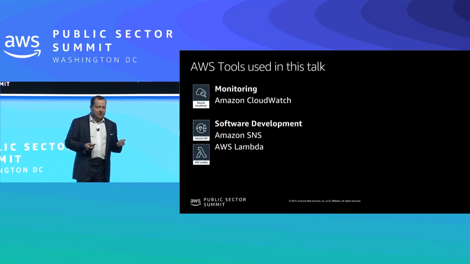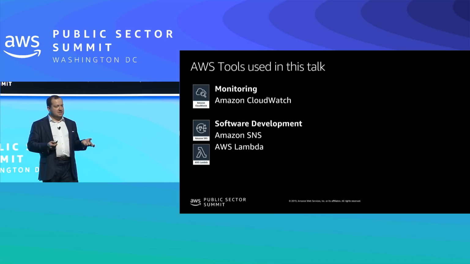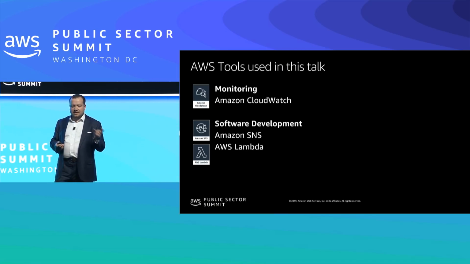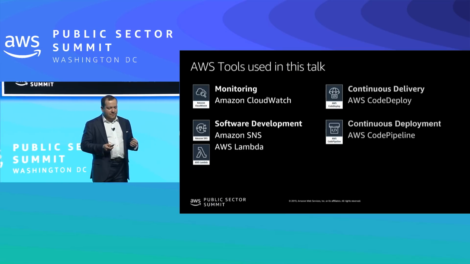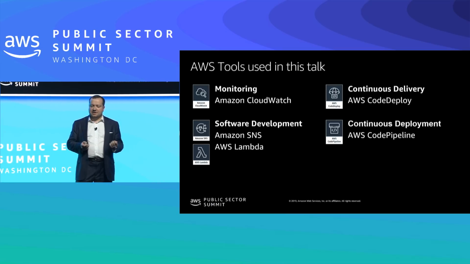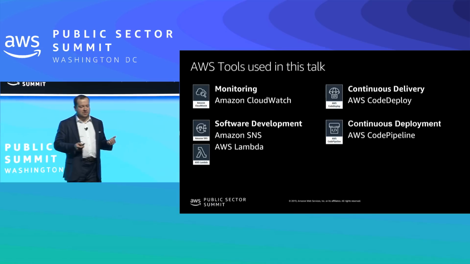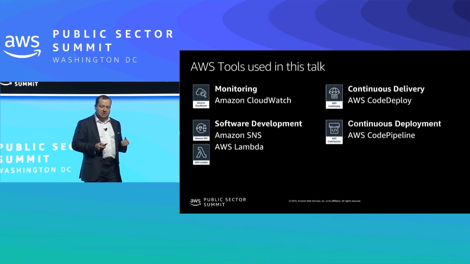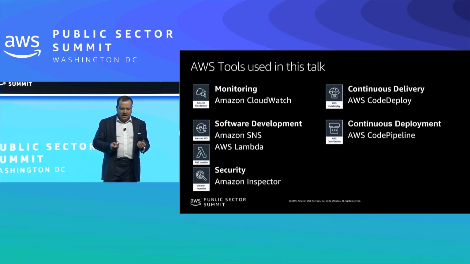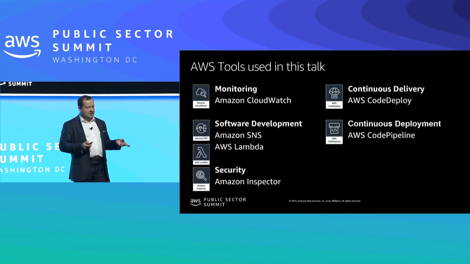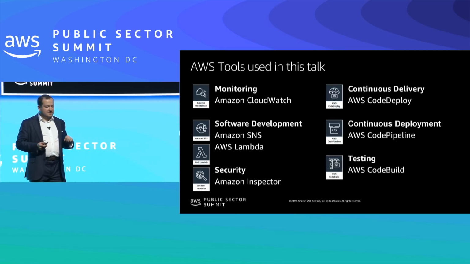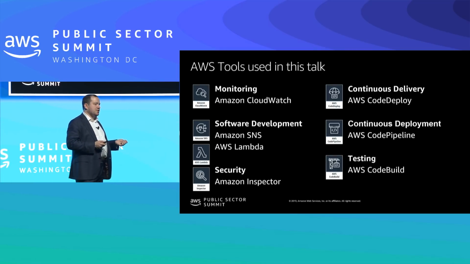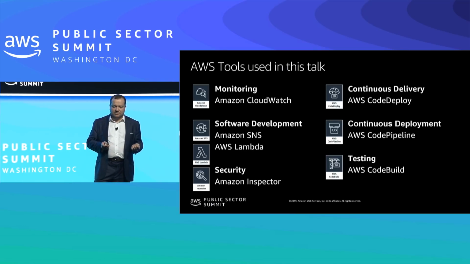For software development, we'll be talking about SNS, our Simple Notification Service, and Lambda, which is our serverless compute service. For continuous delivery, we'll be talking about using AWS CodeDeploy. And for continuous deployment, we'll be talking about using AWS CodePipeline. And for security, we'll be talking about Amazon Inspector. We'll also be talking about using some non-AWS tools for that. And lastly, for doing both builds and tests, you can use AWS CodeBuild for that.